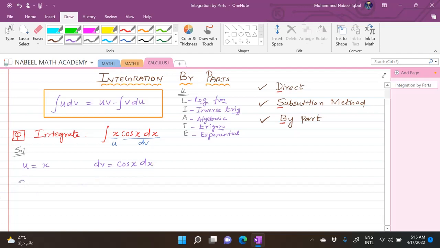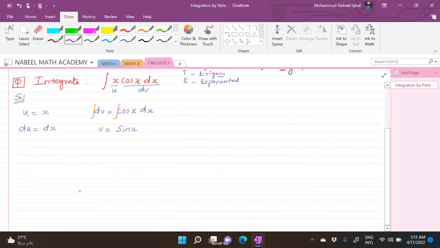Now if you differentiate, du equals dx. And if you want to calculate v, I take the integral on both sides, therefore integration and differentiation cancel. You will find v equals the integration of cosine, which is sine x plus c. We are not writing the constant here; at the last we will write it in the final step.